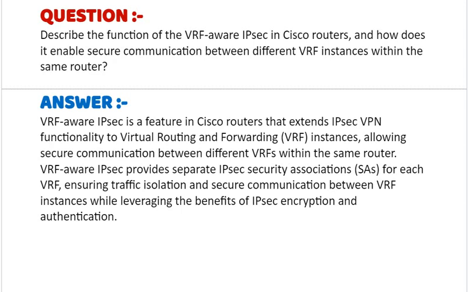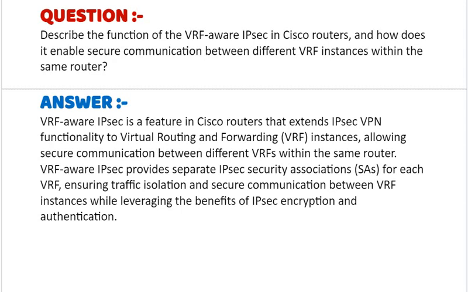Your answer should be: VRF-aware IPsec is a feature in Cisco routers that extends IPsec VPN functionality to virtual routing and forwarding (VRF) instances, allowing secure communication between different VRFs within the same router.